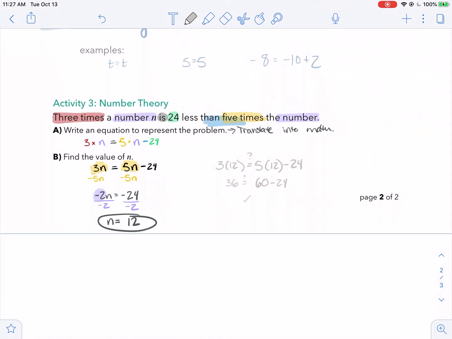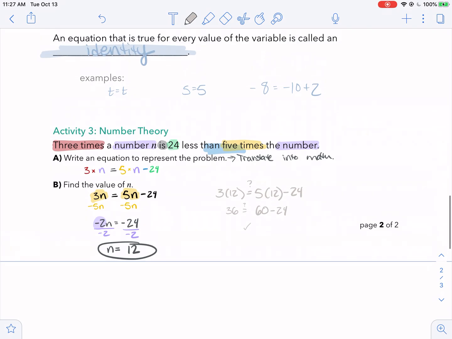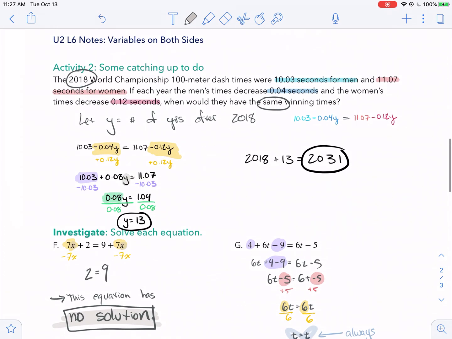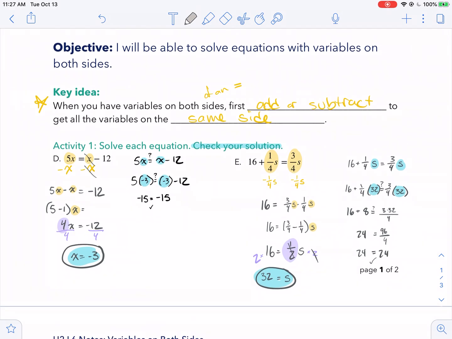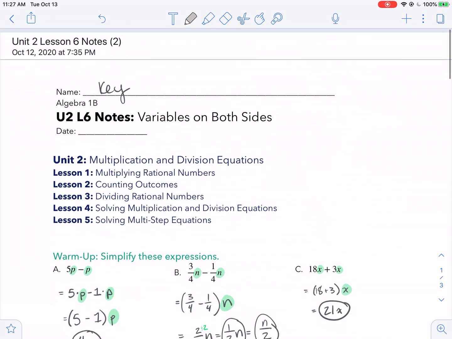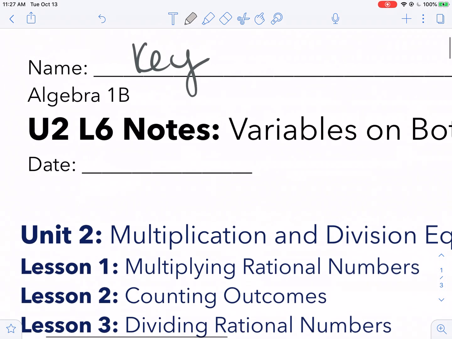Super duper. So remember, whenever you're solving an equation, make sure you get all the variables on the same side using addition or subtraction. I hope you have a wonderful time on your homework.